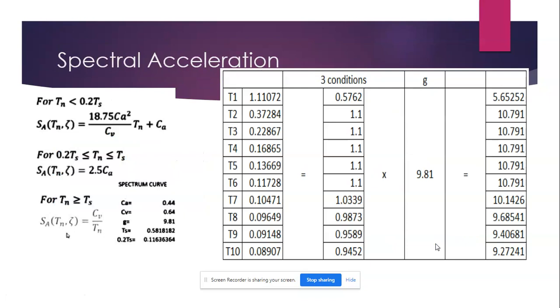So for spectral acceleration, here find the suited one in three conditions. We have here three formulas, from T1 to T10. You must find a suited one here. After you find their values in the three conditions, multiply them by G, which is 9.81. So these will be their results.